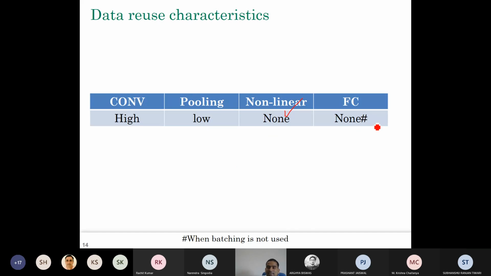And FC layers have no reuse unless you use batching. I will explain batching later. This presentation does not have batching. Once you use batching, FC layers also have reuse, but otherwise FC layers have no reuse, because as you can see, each input neuron is connected to each output neuron. So weights are not getting reused at all. That's why FC layers don't have any reuse.